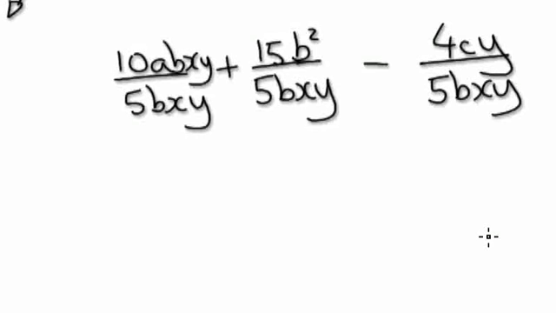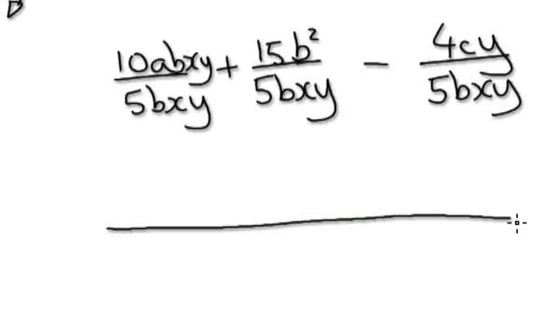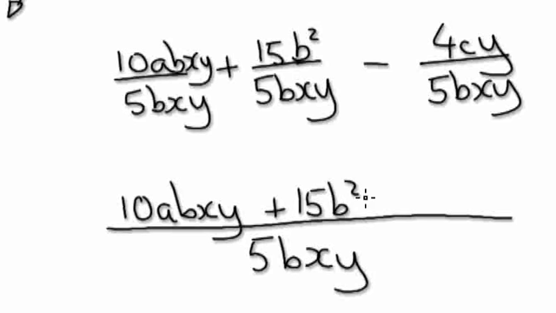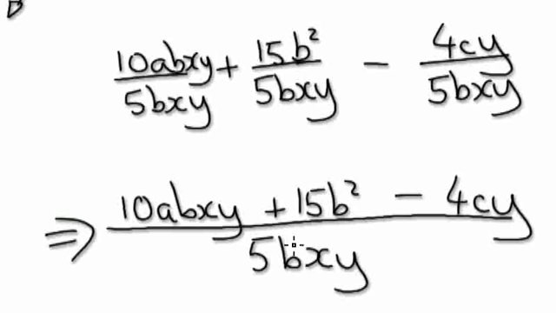Okay, now that the denominators are all the same, we can merge. So 5bxy, and then, well, this is just a matter of 10abxy plus 15b squared and minus 4cy, and then you're done. Okay.